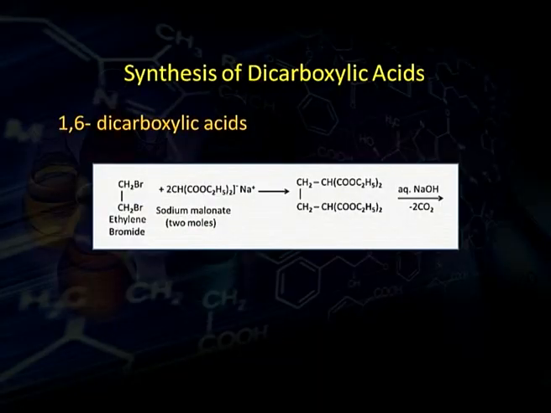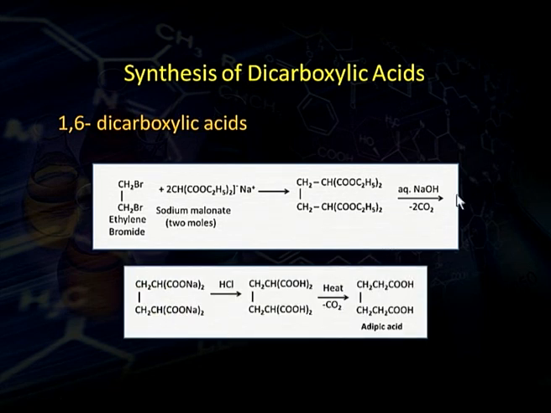1,6-dicarboxylic acid. These can be prepared upon treatment of sodium malonic ester with 1,2-dibromoethane. 2 moles of sodium malonic esters react with 1 mole of 1,2-dibromoethane and they form substituted ester, and this upon hydrolysis with sodium hydroxide produces sodium salt of dicarboxylic acid.